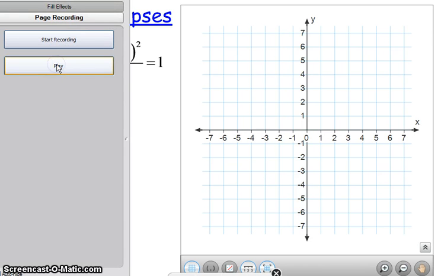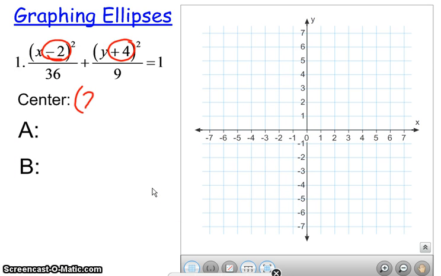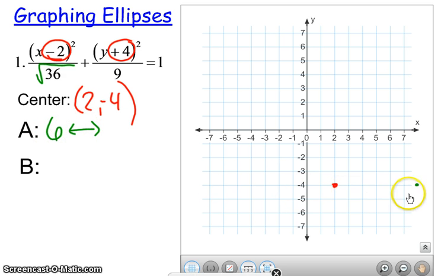So I'm going to start our recording. First thing we need is that center. So we've got 2, negative 4, which we're going to go ahead and plot right over here. The next thing we need is our A. So square root of 36 is 6, and that's going to tell us how far left and right to go for our points. So 6 to the left is here, 6 to the right is over here.